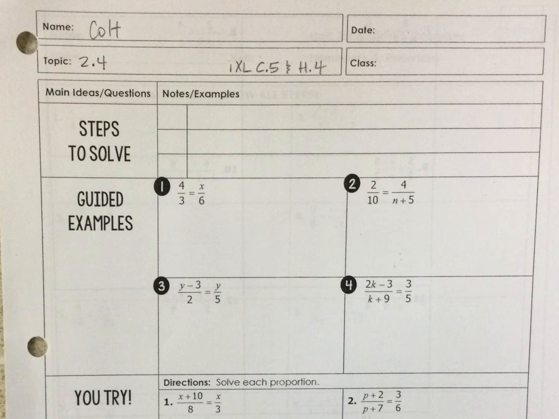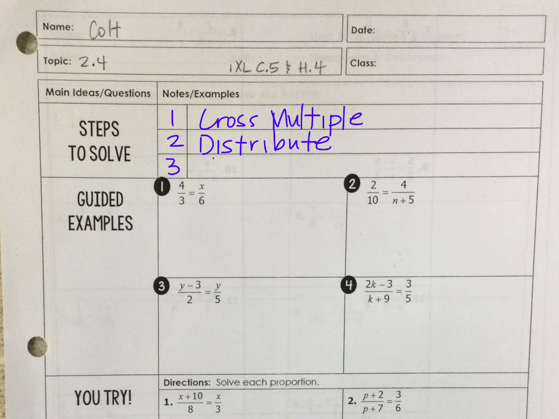All right, these are your 2.4 notes. We are going to cross multiply today. So when we are solving these kind of problems, the first step is we will cross multiply. Step 2 is we will distribute if necessary. And step 3 is solve. So let's talk about how to do this.